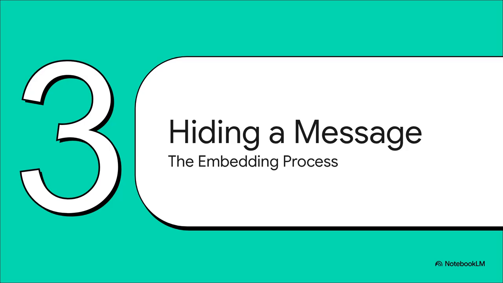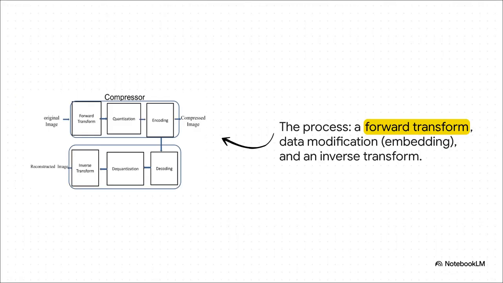Okay, section 3. So we've got our tools, the DCT and the DWT. We know how to talk to a video in its own language of frequencies. Now, let's get to the fun part, actually hiding a message in the pixels. So this diagram pretty much lays out the whole roadmap. It's like a little assembly line.